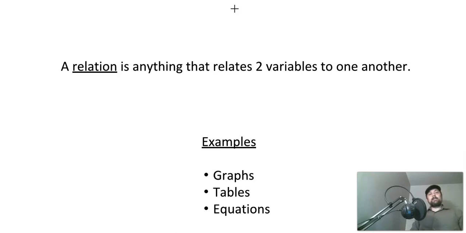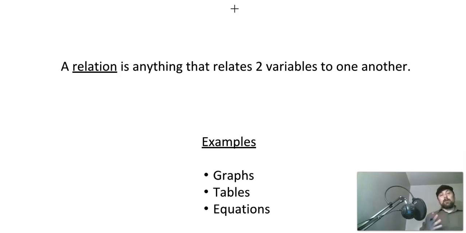A relation is anything that relates two variables to one another. There's no other qualifications besides just having two variables somehow being related. That makes it a relation. So some common examples of relations would be graphs, tables, and equations.